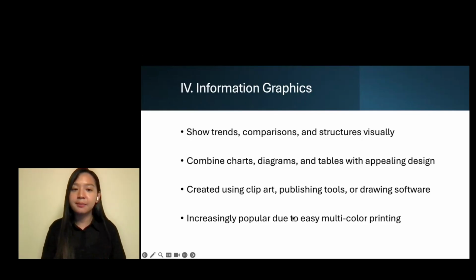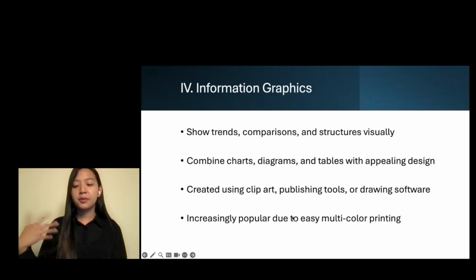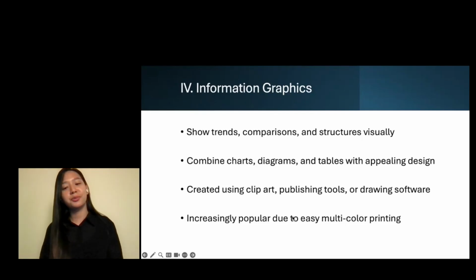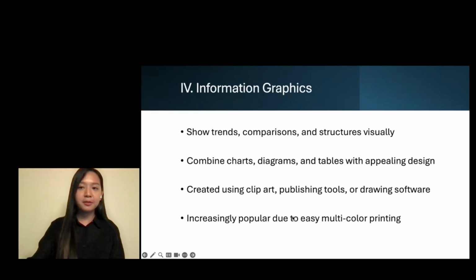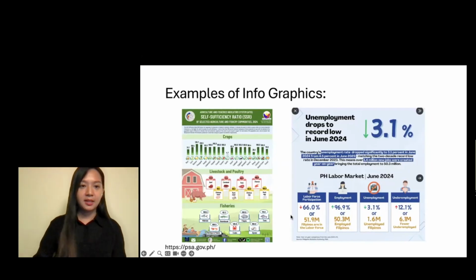And with advances in multicolor printing, information graphics are increasingly used to make publications and presentations more engaging. So I think it's widely used, especially in social media. We can easily see information graphics reporting on significant or very important timely issues, especially in the country. So here are some examples that I was able to search. So first, I have here the agriculture and fisheries indicators system. So as an example from them, we can see the crops, livestock and poultry, and fisheries.